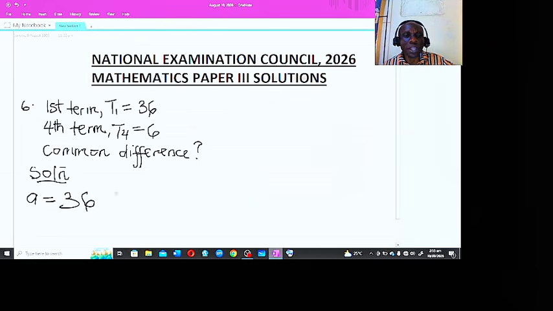Now remember, generally for an AP, Tn, whichever term it is you are looking for, is nothing but A plus n minus 1. So we can call this the nth term for an AP. So if you are looking for the fourth term, all we need to do is to replace n with 4.